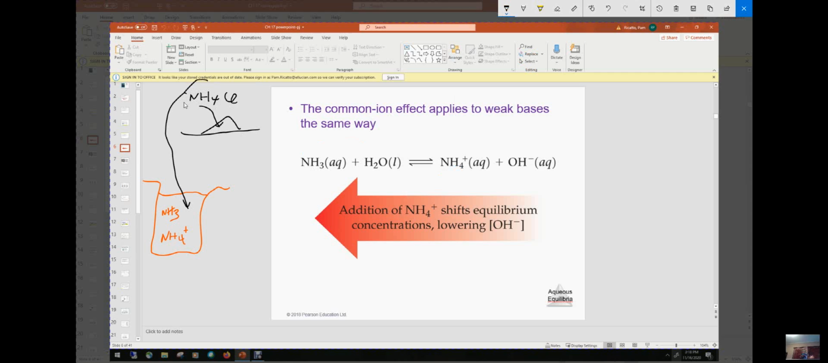So those NH4 pluses create a common ion. So all of a sudden, the solution is going to be swamped with extra ammonium ion. So what does Le Chatelier's principle do? It shifts it back to the left. So some of this hydroxide will be used up and go back to water and ammonia.